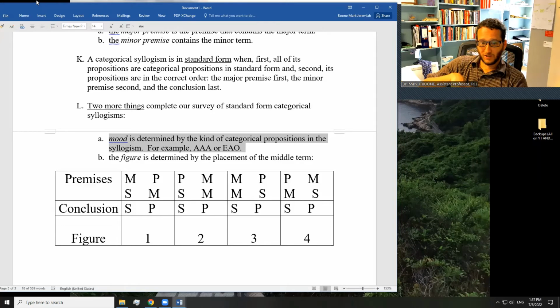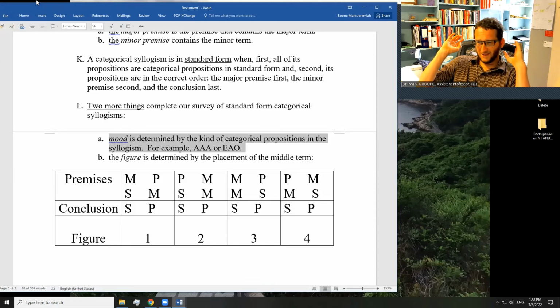So the first premise could be: all M are P, no M are P, some M are P, some M are not P, all P are M, no P are M, some P are M, some P are not M. And the second premise could be all S are M, no S are M, some S are M, some S are not M, or all M are S, some M are S, no M are S, some M are not S. And the conclusion could be all S are P, no S are P, some S are P, or some S are not P.